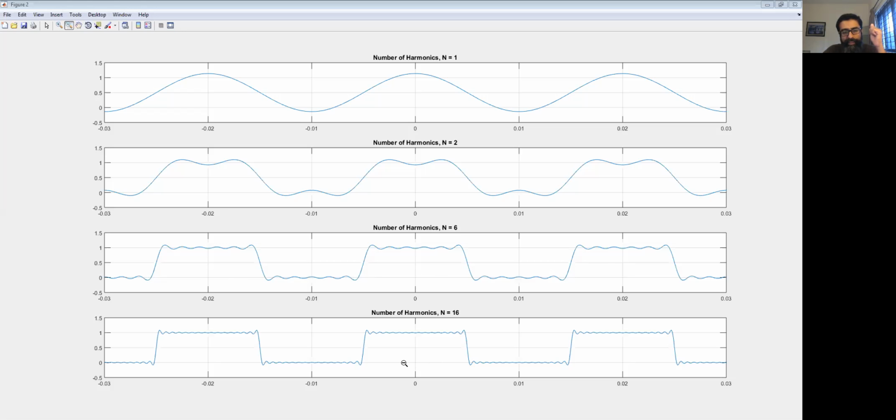N equals 16 is even closer, and you can verify that as you keep on increasing N, you get closer and closer. However, one of the things you can observe are these peaks here. You're never going to be able to get rid of this, and this is something called the Gibbs phenomenon. I'm not going to go into a lot of detail about this; you can read about it in your textbook as well. But the bottom line is that as you keep on increasing N, you get closer and closer to a square wave. So indeed, you can verify that the Fourier series decomposition is true for this square wave, the way we derived it in the previous session.